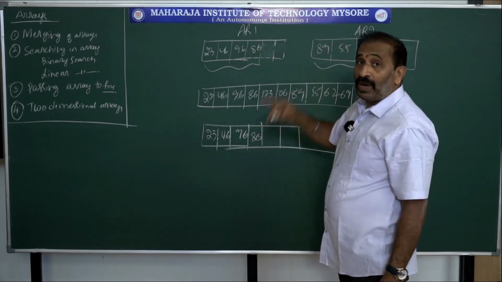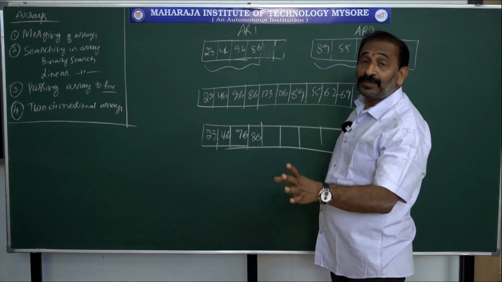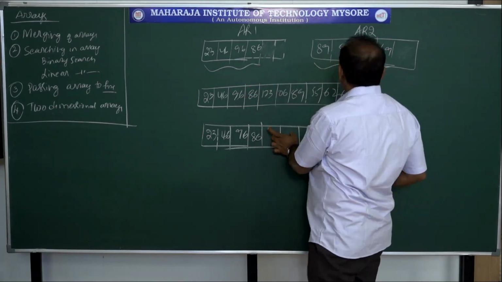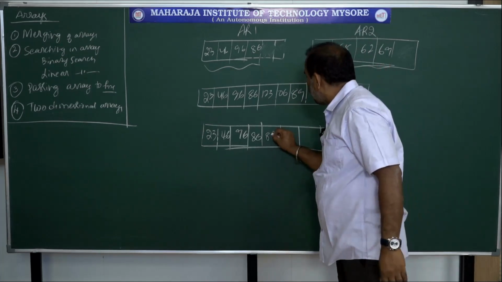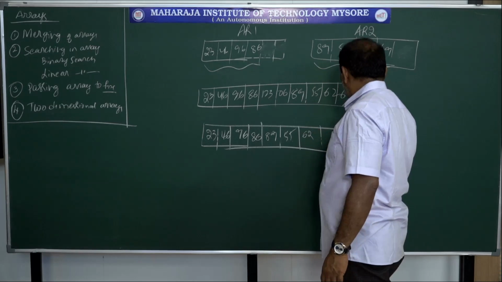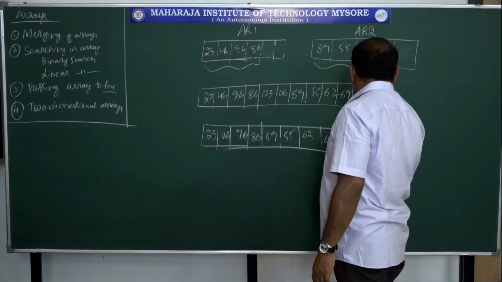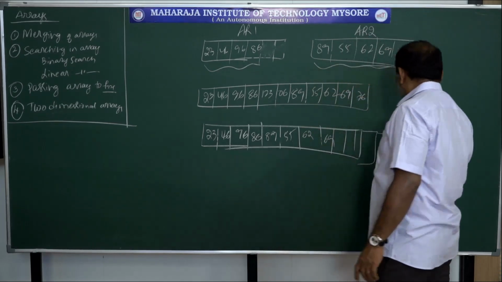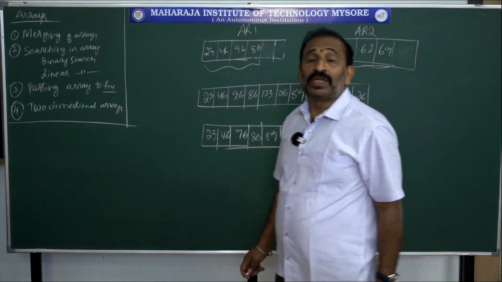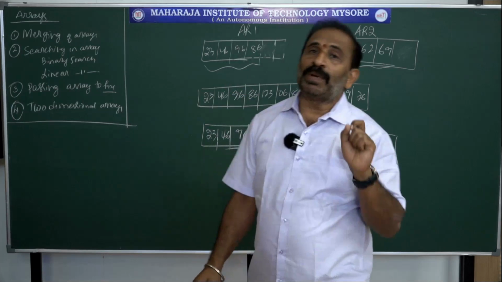Now I am not really giving any empty space as it is like this. So I am now adding up this 89, 55, 62, 69. You can leave out empty spaces of your choice, anything at the end. So this is how you are supposed to do the merging of two arrays.